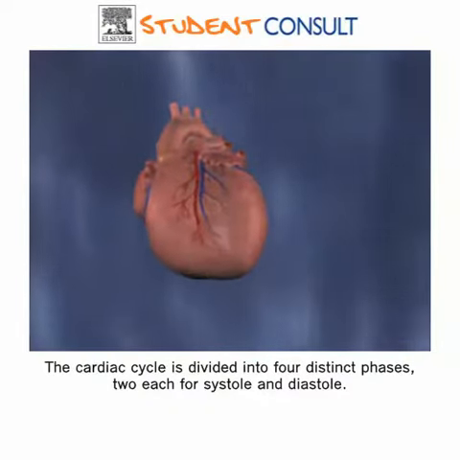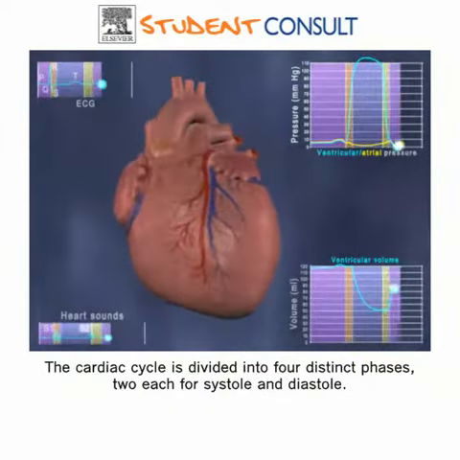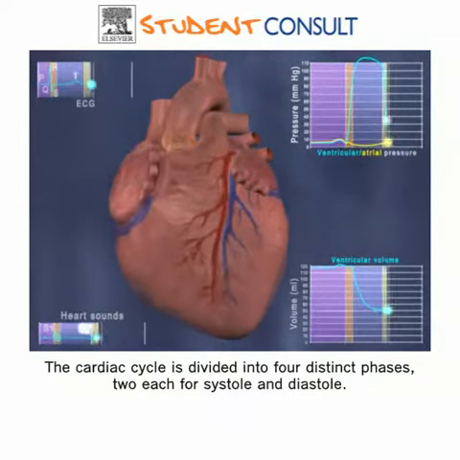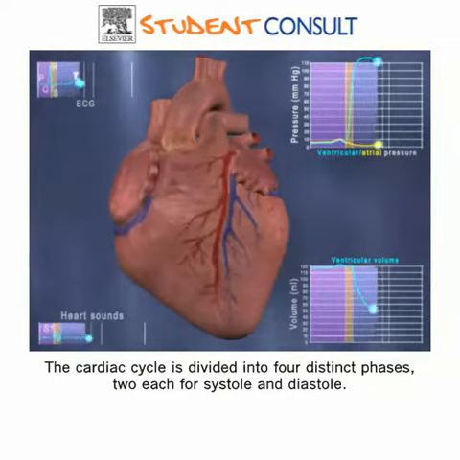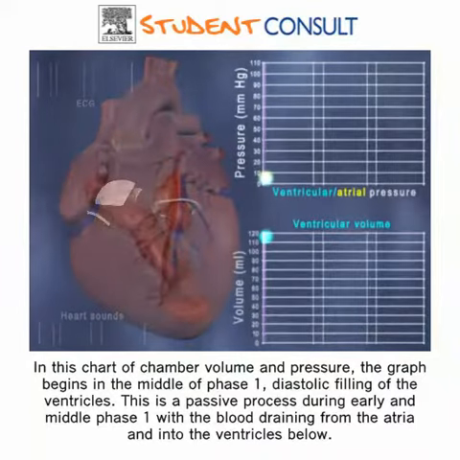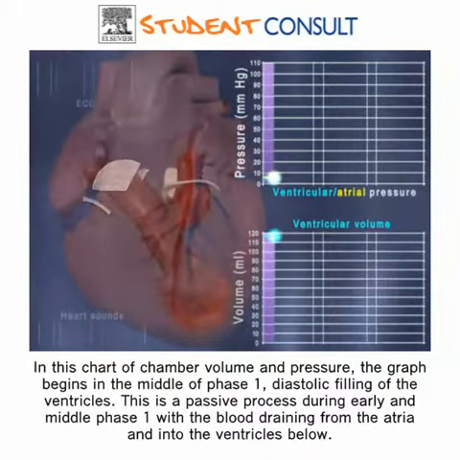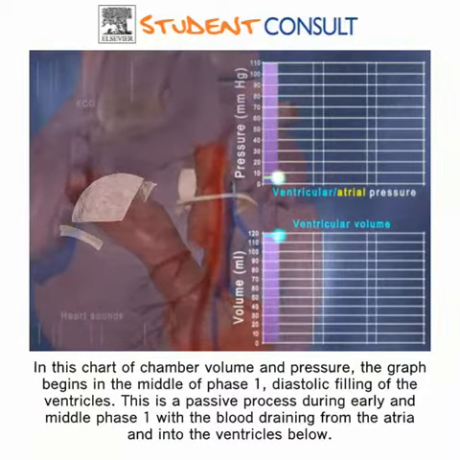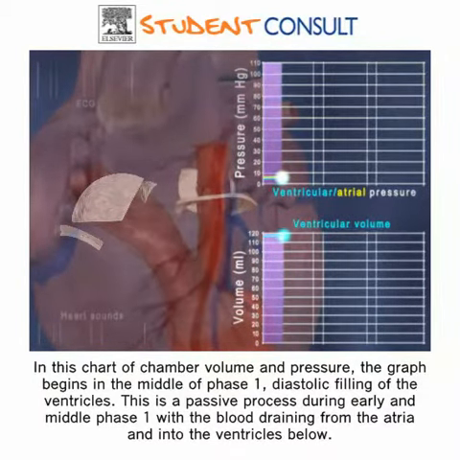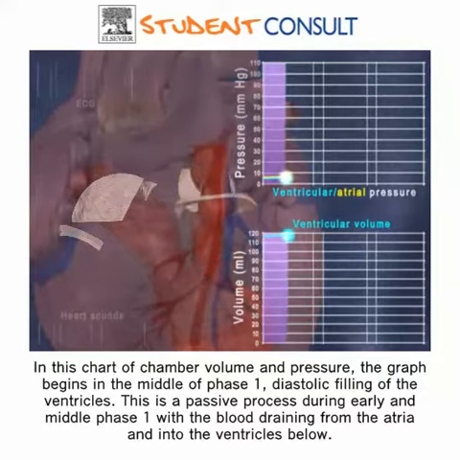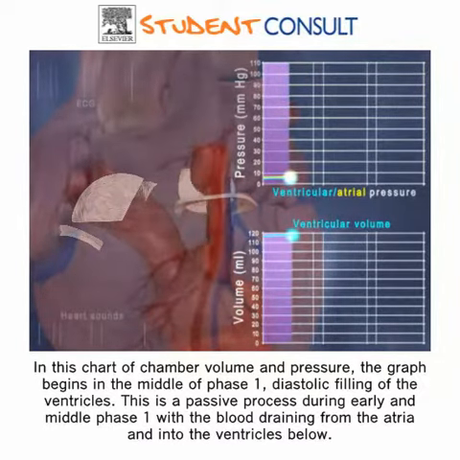The cardiac cycle is divided into 4 distinct phases, 2 each for systole and diastole. In this chart of chamber volume and pressure, the graph begins in the middle of phase 1, diastolic filling of the ventricles. This is a passive process during early and middle phase 1, with the blood draining from the atria and into the ventricles below.